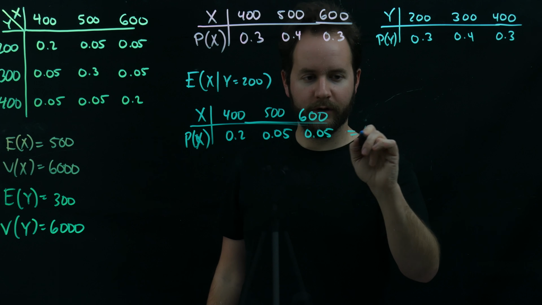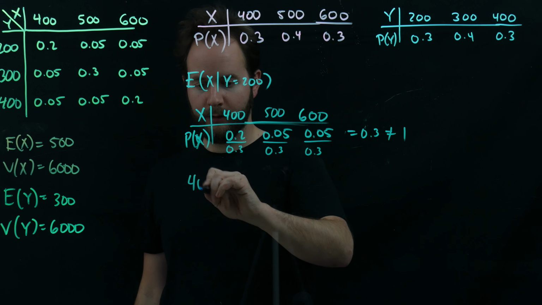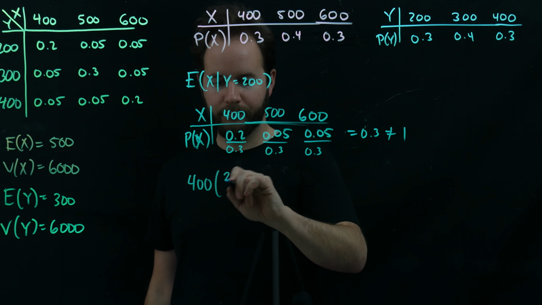So this is now a correct distribution. And from here, I can go ahead and compute the expected value of x the way I normally do, which is to say I say 400 times this number plus 500 times this number, this ends up being 1/6. And 600 times this number, this also ends up being 1/6. So this all comes out to be 450. So that is the expected value of x given y equals 200.